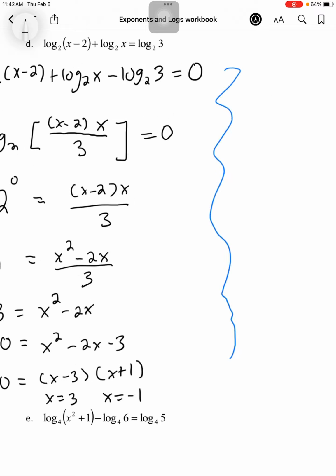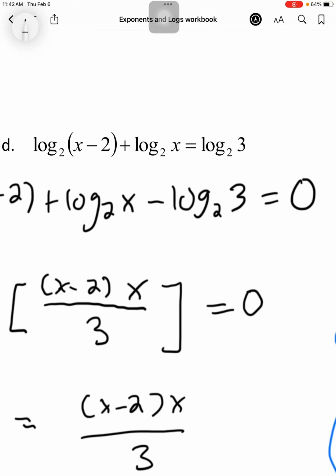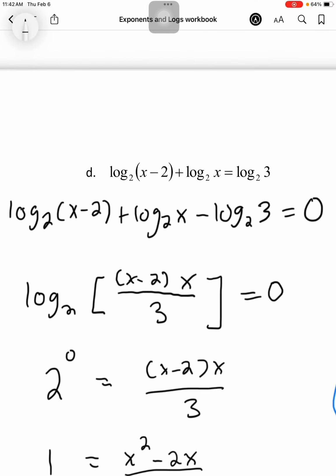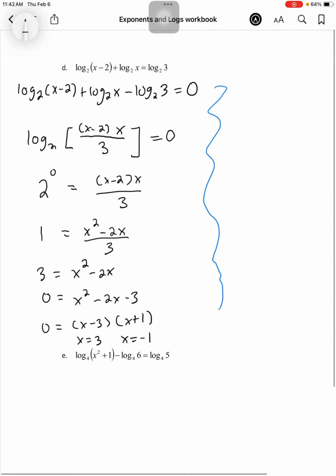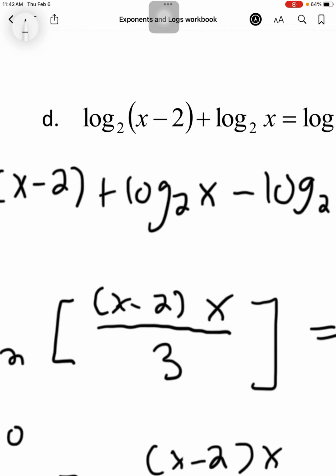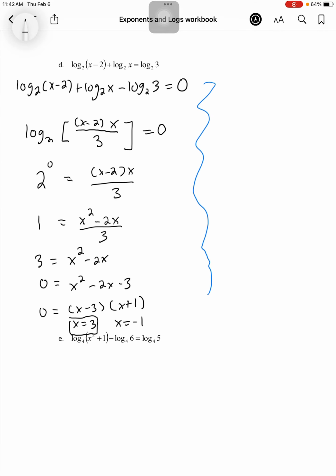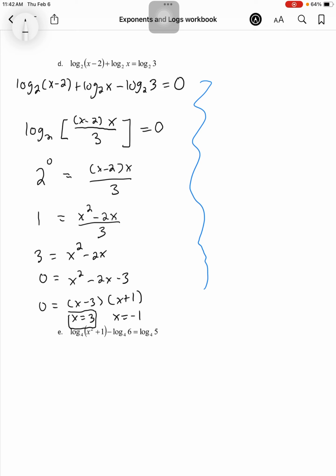So here we plug 3 into our arguments. 3 minus 2 is going to be a positive number, and that's fine. And here we have a single x, which will be a positive 3, so that's also okay. So we approve of x equals 3. Now the next one, we have -1. So we plug -1 into the first argument, -1 minus 2. That's going to give us -3, which is a negative log, and we can't have that. So this is going to be an extraneous root.